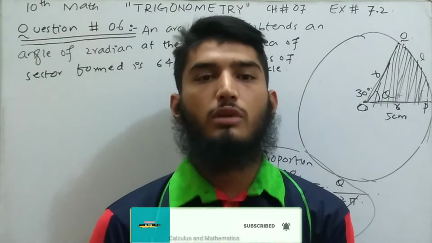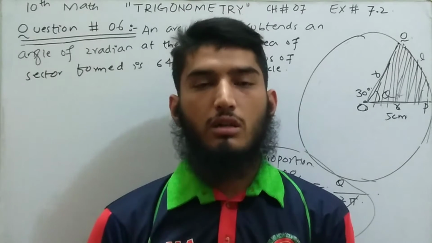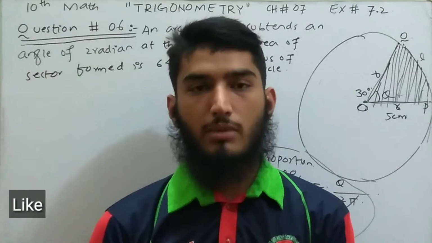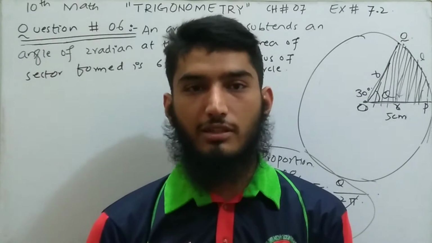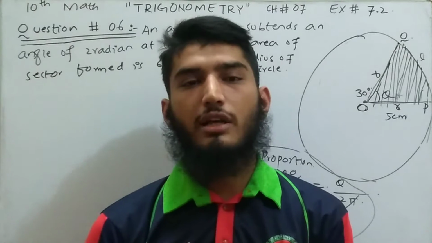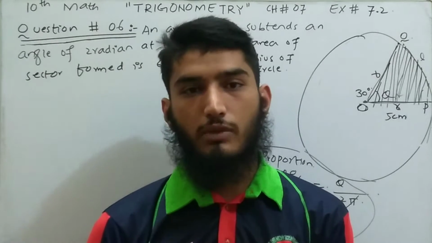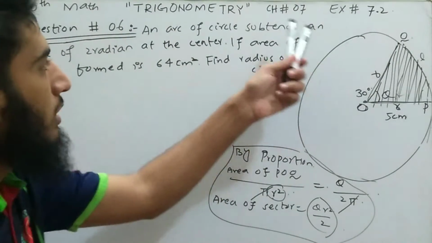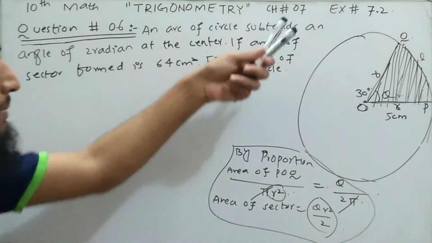In the previous video we learned question number 5 related with exercise number 7.2 related with chapter number 7, Trigonometry, class 10 Mathematics. In today's video I am going to solve the next question number 6 related with the same exercise number 7.2. Trigonometry is the name of chapter number 7 in class 10 Mathematics.